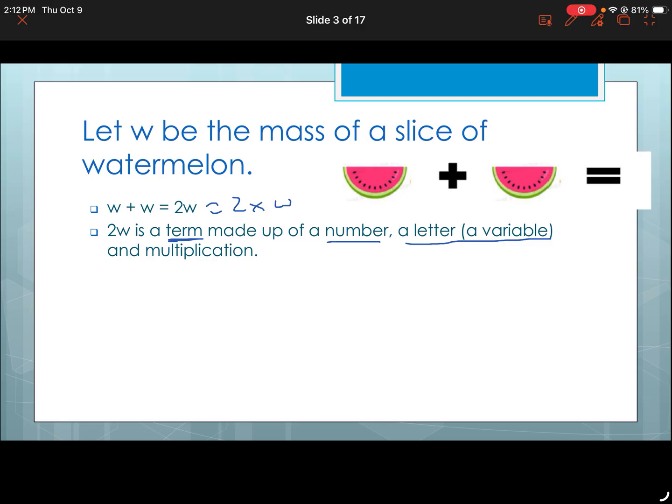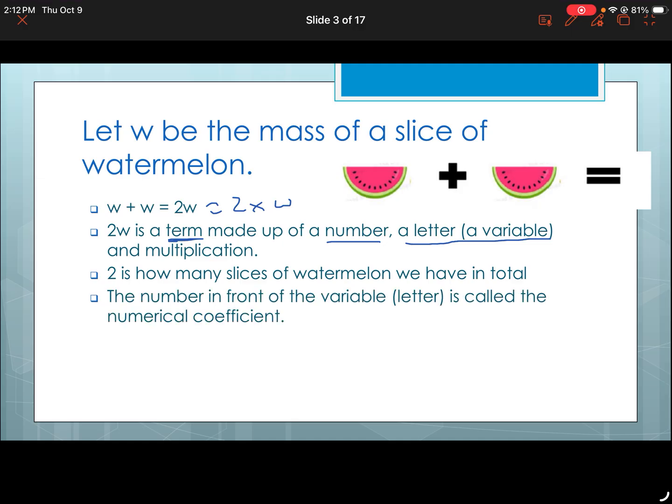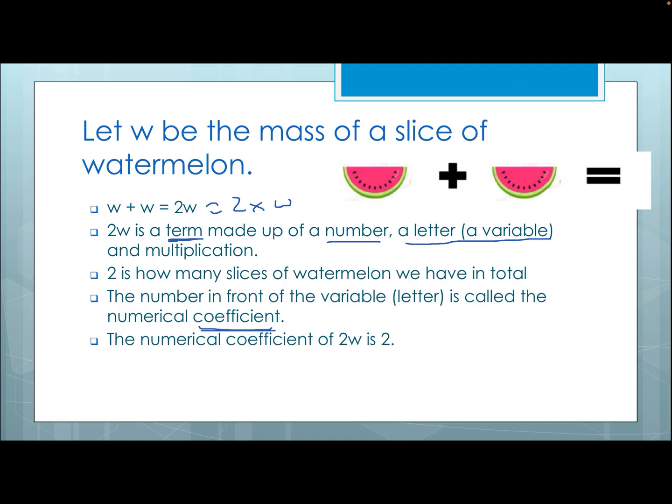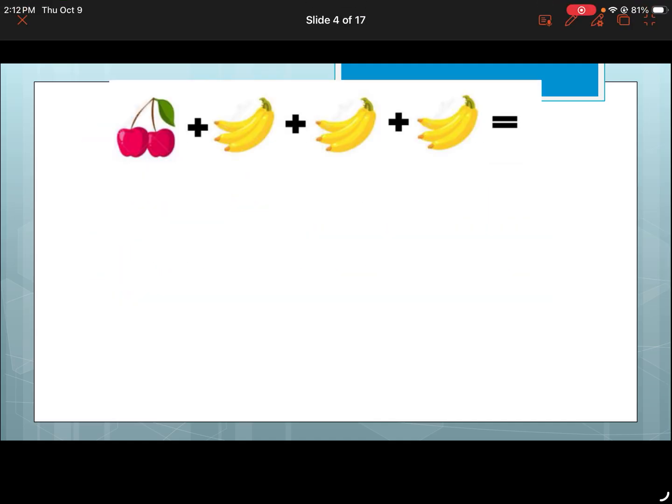Now the number is the thing in front, and a letter or a variable, depending on who you ask, is obviously the other thing. 2 is how many slices of watermelon we have in total. The number in front of the variable, so the number in front of the term, is called a numerical coefficient. Now, you don't have to know all of this, but coefficient in general just tells you the number that's going on, right? So how many slices of watermelon do you have? Oh, I've got 2 watermelons, so the coefficient is 2. Yep. So the numerical coefficient of 2W is 2. Good.